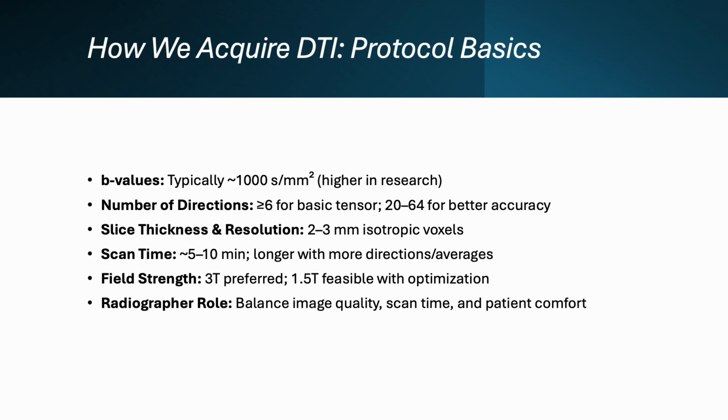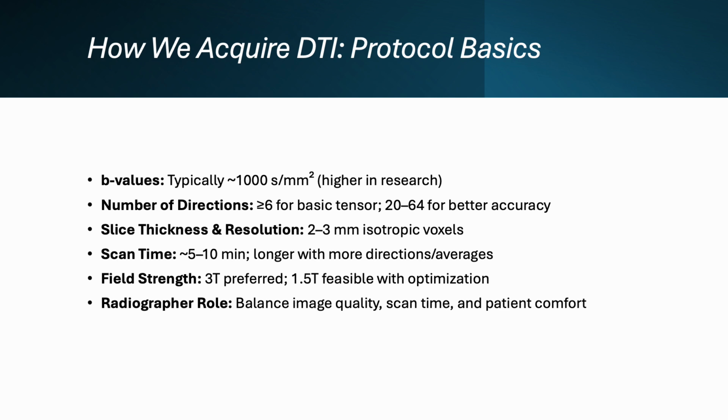Thinner slices will improve resolution but extend the scan times, which can increase the risk of motion artifacts. And fourth, the scan time itself is of course a balancing act. A standard scan can take about 5 to 10 minutes, but more directions or signal averages will extend that time.